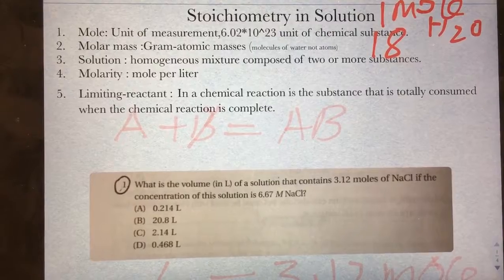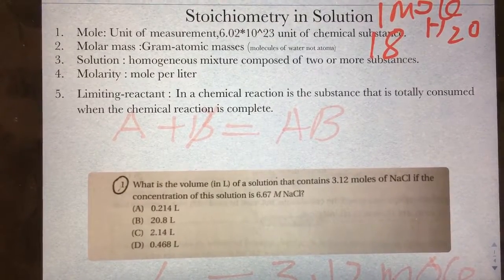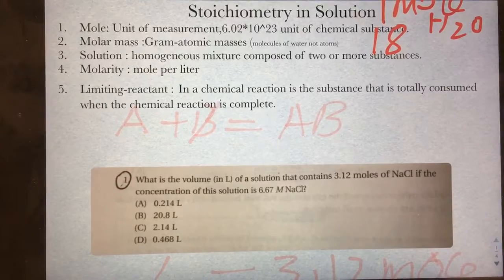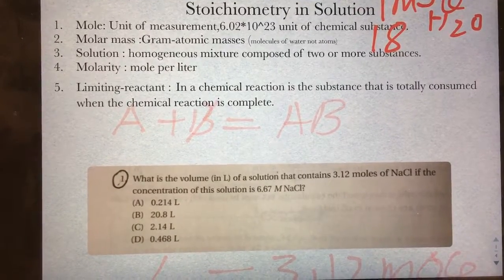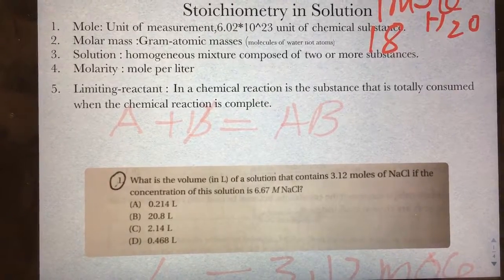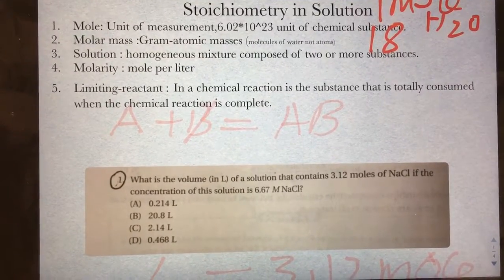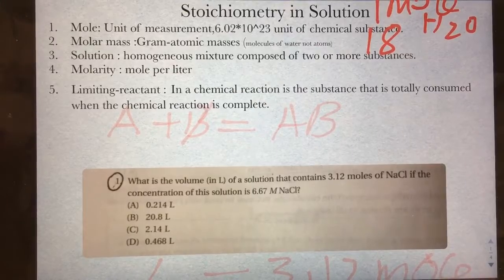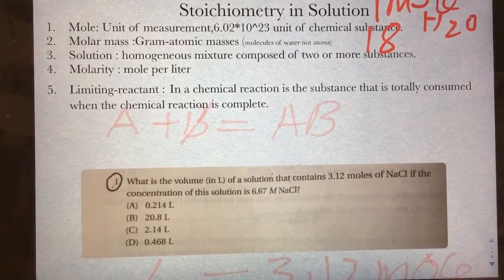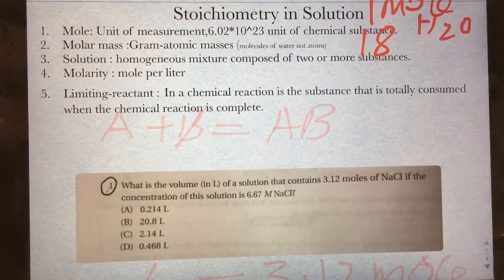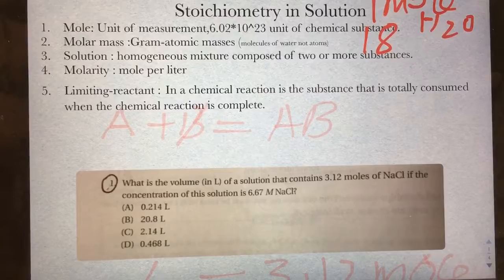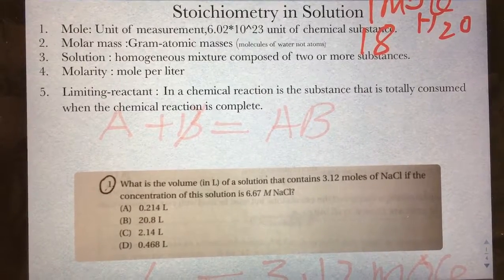And the third one, a solution, is a homogeneous mixture composed of 2 or more substances, which means a substance dissolved in another substance forms a solution. And the molarity is the moles per liter, if you dissolve 1 mole of compound into a liter of a substance.